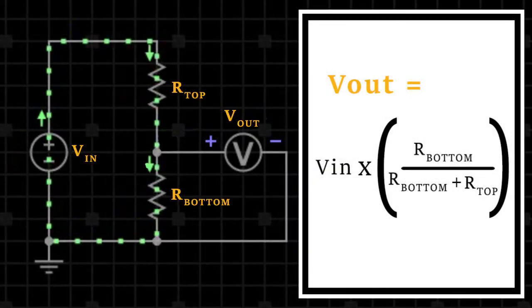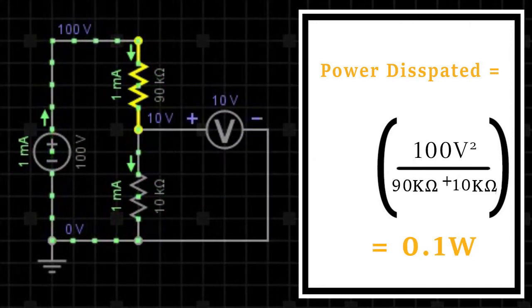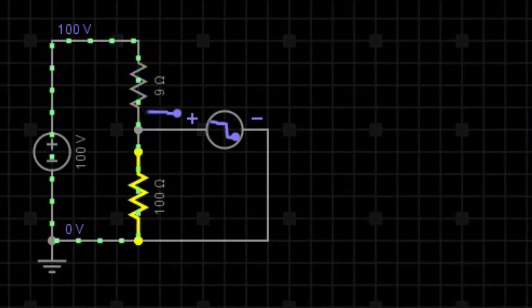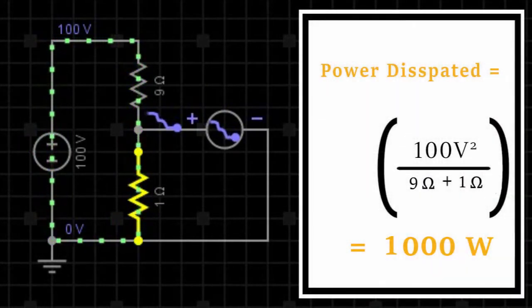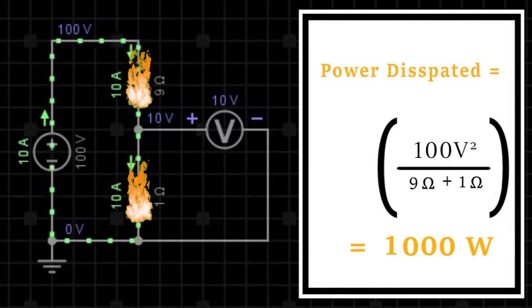Now that does not mean that, when you build a real-world voltage divider, you should use low-value resistors. Whenever you create a voltage divider, you have to be aware of the overall power consumption of the circuit. And you calculate it using this equation. With this circuit, the resistors are dissipating 0.1 watts, which is very little, so everything is fine. But in this circuit, the resistors are dissipating 1000 watts. So the resistors are going to catch fire. The output voltage is the same in both cases, but power consumption is totally different.